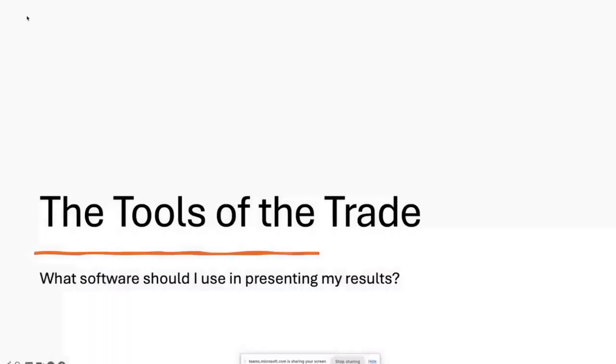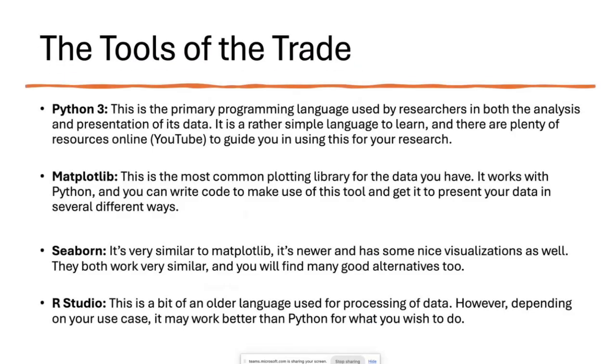Okay, so regarding the tools of the trade, the question here really is, what software should we use when we're presenting results? There's lots of options out there for lots of different things, and we need to know which one works best for us. Now, this has been kind of simplified in late years. Most researchers tend to use a programming language called Python for their analysis and presentation of data. The nice thing about Python is it's one of the easiest programming languages to learn, and you don't have to know a whole lot of it to get a lot out of it.